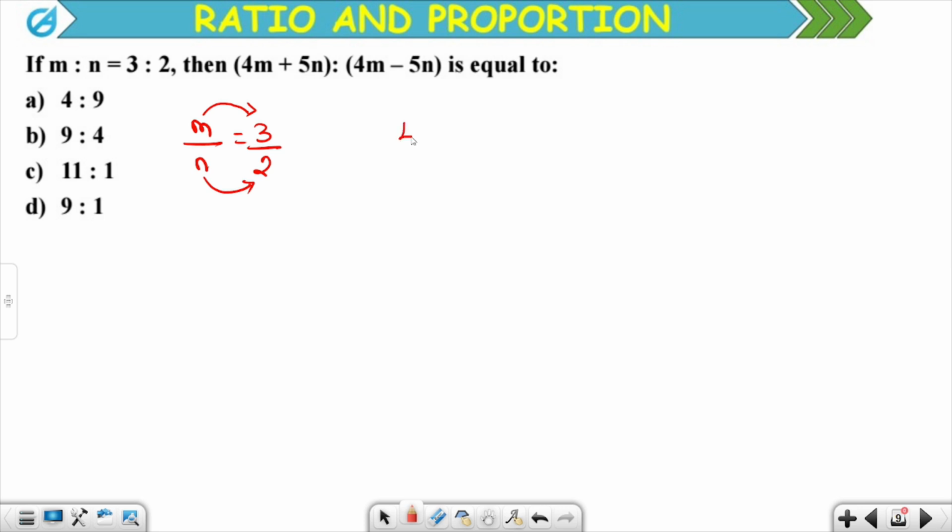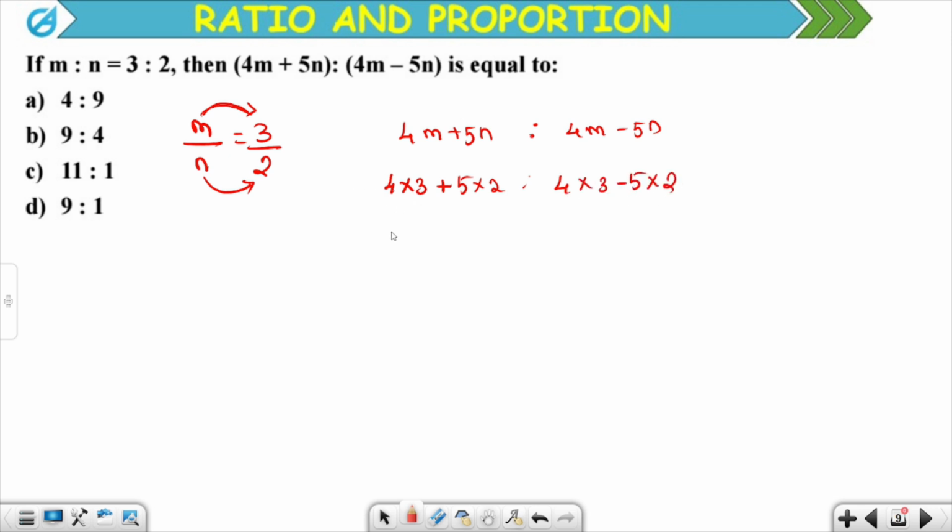Okay, now 4m plus 5n is to 4m minus 5n. So what is the value of m? 3. So what can I write? 4 into 3 plus, okay, what is 5n? The n value is 2. So 5 into 2. Similarly, here 4 into 3 minus 5 into 2.